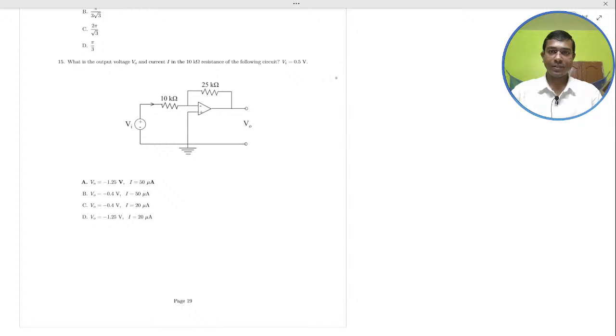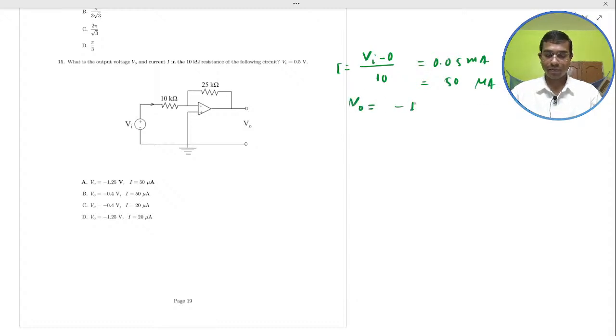So here, what is I? I equals (Vi minus 0) divided by 10, that means 0.05 milliampere, or basically 50 microampere. And the output voltage V0 equals minus I into R, simple, that means minus 0.05 into 25. This would become minus 1.25 volt. So V0 is minus 1.25 volt and I equals 50 microampere.